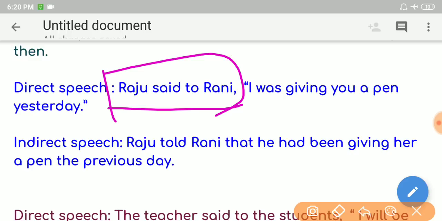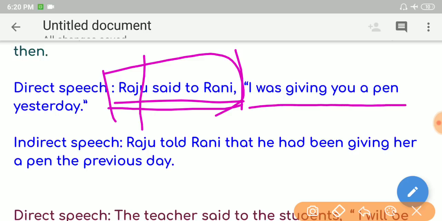See, Raju and Rani are used in the reporting clause. The subject is Raju, the object is Rani. Let us see what the actual words are. I was giving you a pen yesterday.